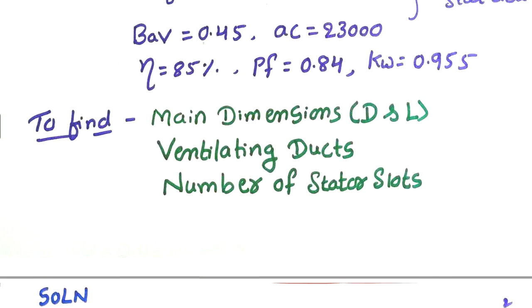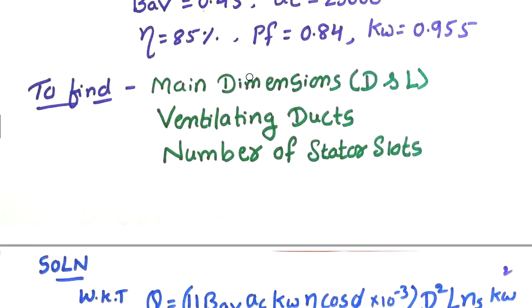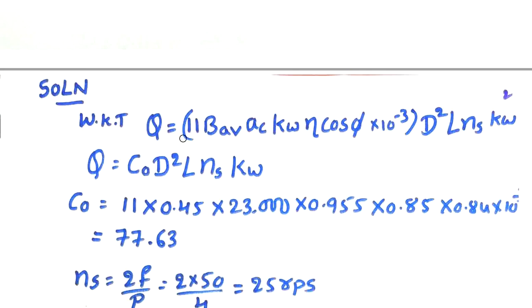Now, what are the main dimensions we need to find in this question? We need to find the main dimensions D and L. We need to find the ventilating ducts and the number of stator slots. Then we know the output equation of an induction motor: Q equals C naught D square L Ns, where C naught means the output coefficient. The output coefficient is given as 11 Bav AC into kw into efficiency into cos phi into 10 raised to minus 3.